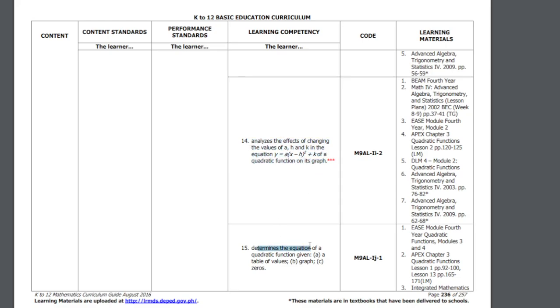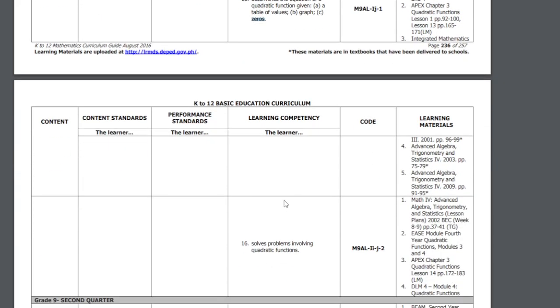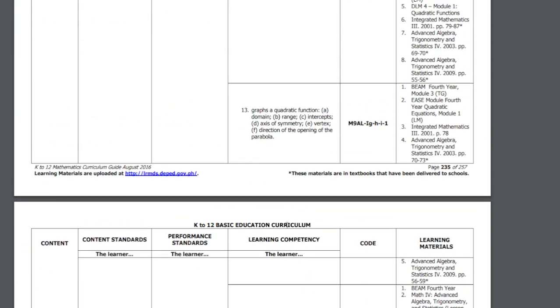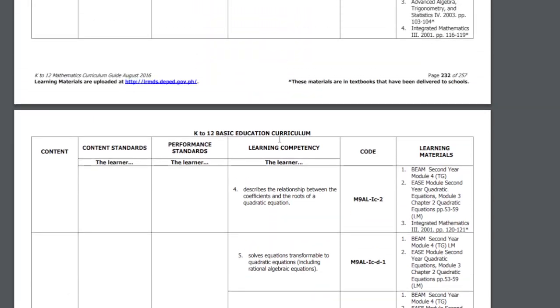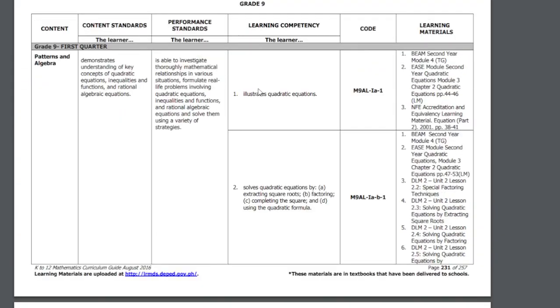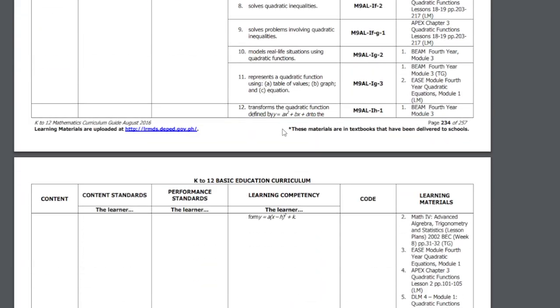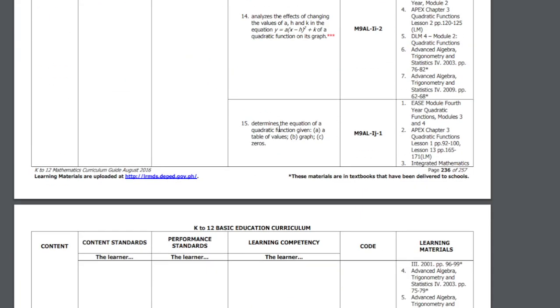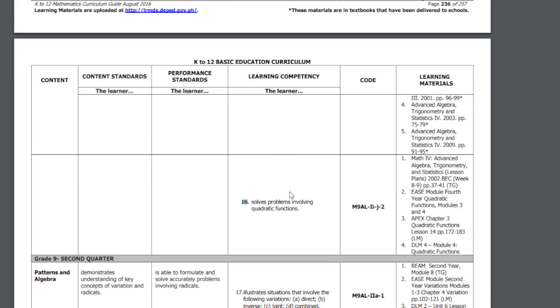Then we're going to determine the equation of a quadratic function given the table of values, graph, and its zeros. The zeros is a bit tricky, but don't worry, I'll be there with you. Then we're going to solve problems involving quadratic functions. So more than 16 videos would be on the first quarter, and of course it is heavy. The succeeding quarters, you don't have to worry that much. It's not as heavy as the first quarter, but we're still in algebra.